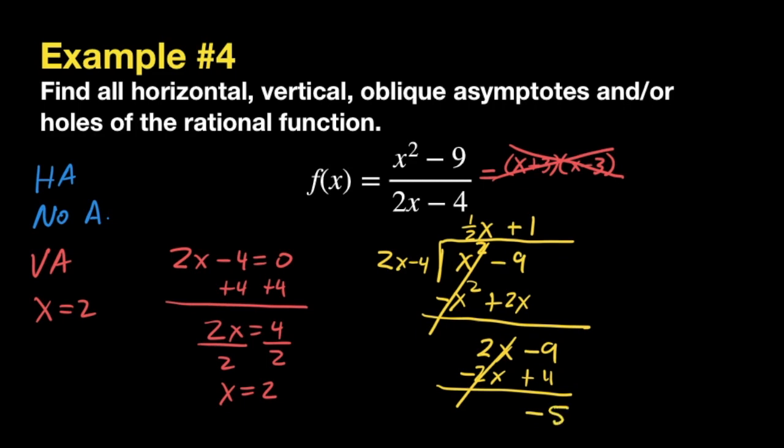So the equation of the oblique asymptote is going to be y is equal to 1/2 x plus 1.